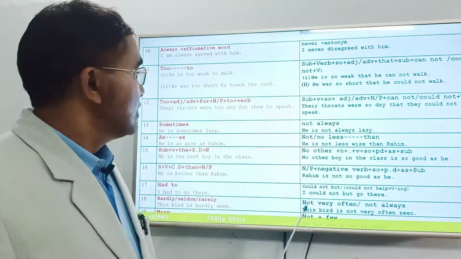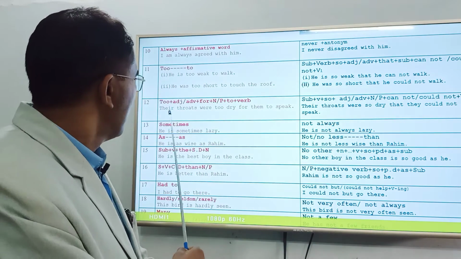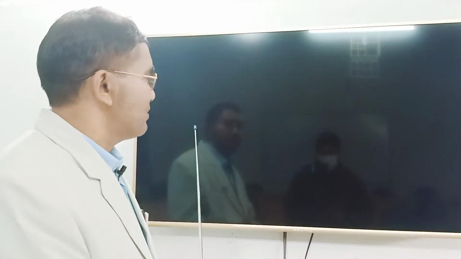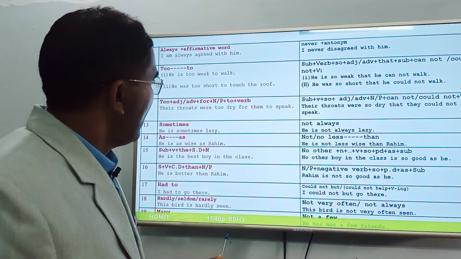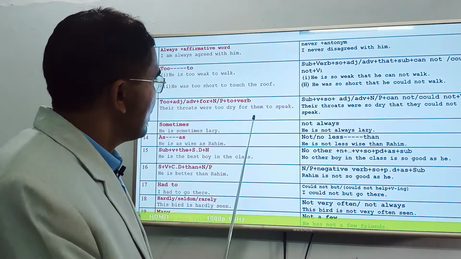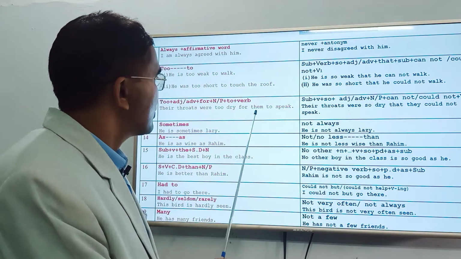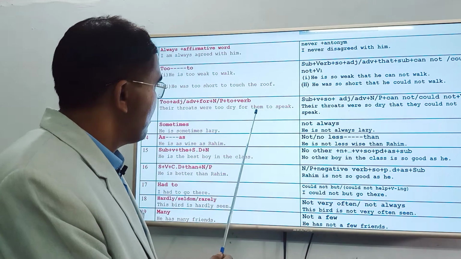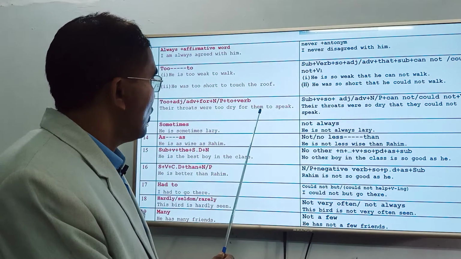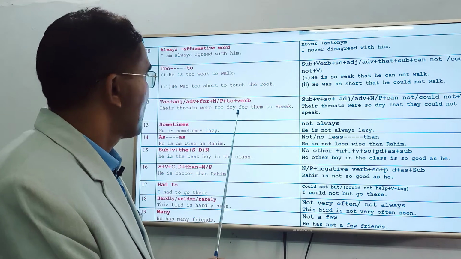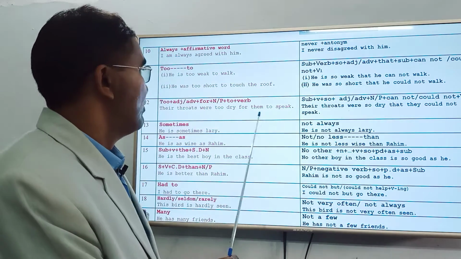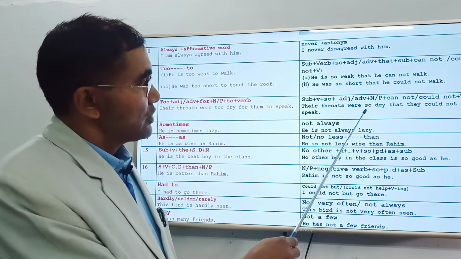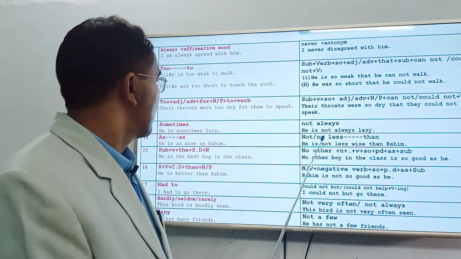Dear students, you can see their throats is the first subject, and in the negative form you will have to use the subject form of the objective word them, the object word after for. So their throats were too dry for them to speak. The negative form would be their throats were so dry that they could not speak.